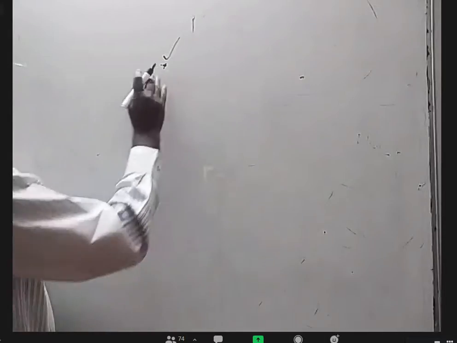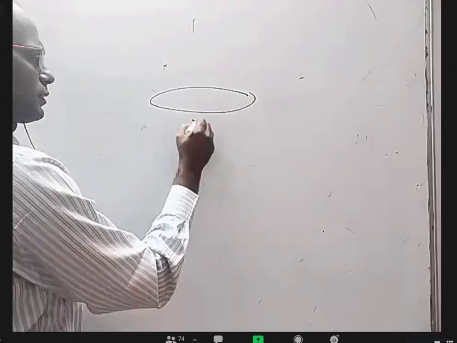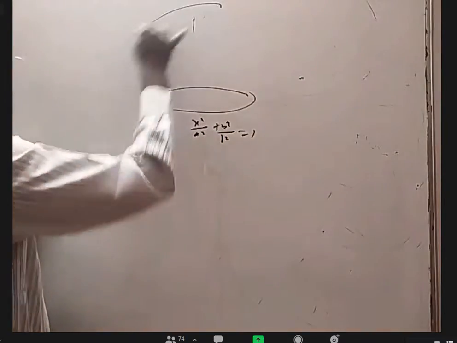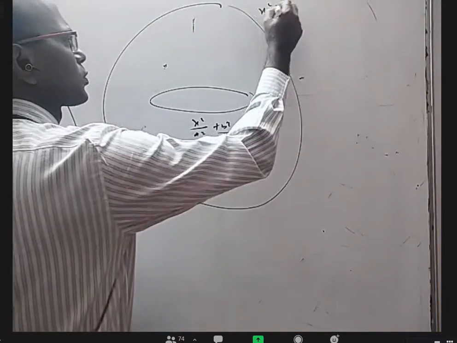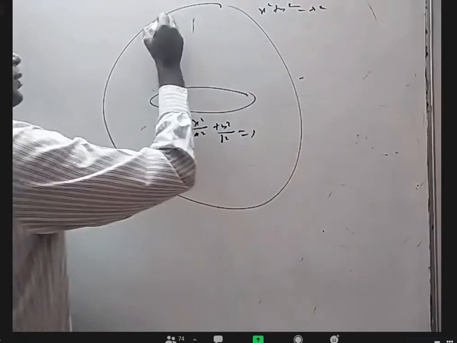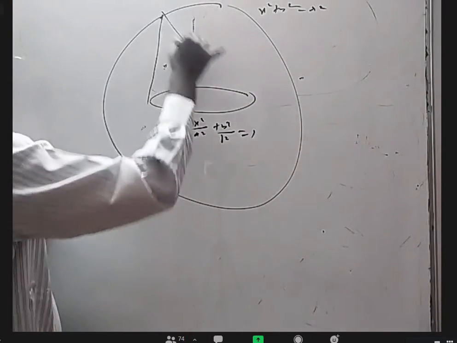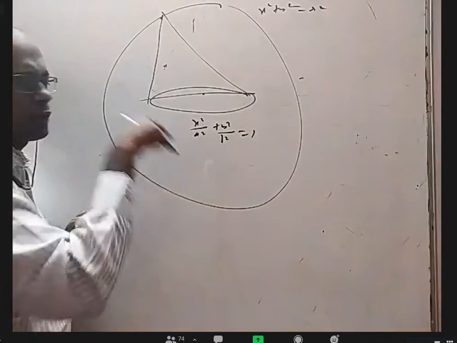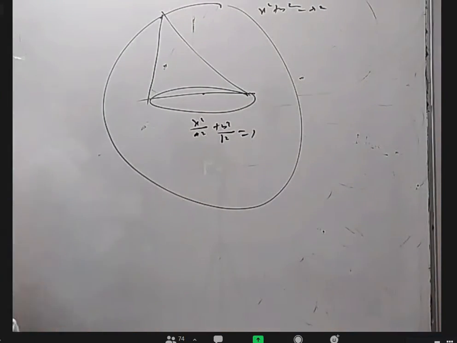What was my question is this. x square by a square plus y square by b square equal to 1 is a fixed ellipse. There is a bigger circle x square plus y square equal to r square. Take any point on this, draw two tangents, and the chord of contact will be there. This chord of contact always touches a curve. What is that curve? I want to know that.